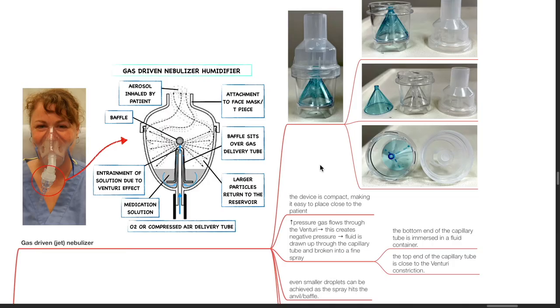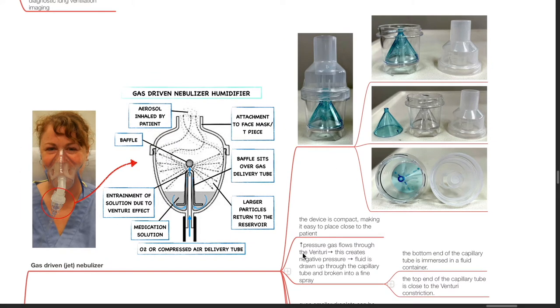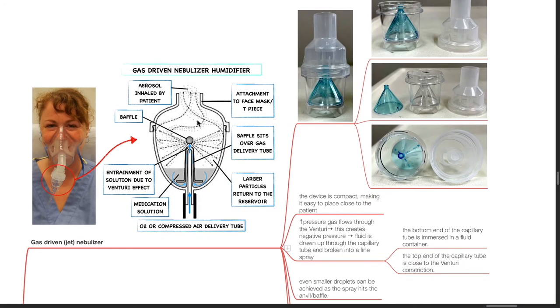The gas-driven nebulizer is compact, making it easy to place close to the patient. High-pressure gas flows through the venturi. This creates negative pressure and fluid is drawn up through the capillary tube and broken into a fine spray. The bottom end of the capillary tube is immersed in a fluid container. The top end of the capillary tube is close to the venturi constriction. Even smaller droplets can be achieved as the spray hits the anvil or baffle.